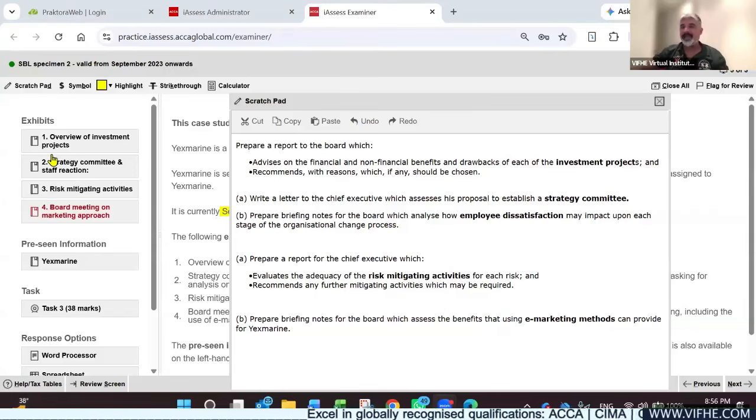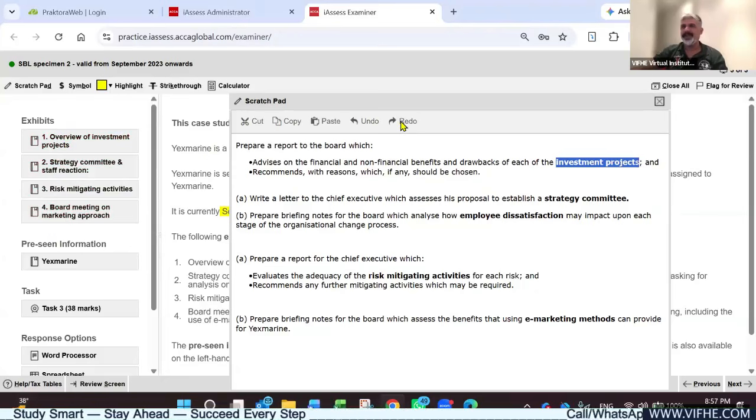Now let's map the requirements with the exhibits. So we have four exhibits: overview of investment project, strategy committee, staff reaction, risk mitigation, and marketing. Do you think you are able to map or identify which exhibit will be which requirement? For example, this investment project, which exhibit is more relevant based on the names? Do you have any idea?